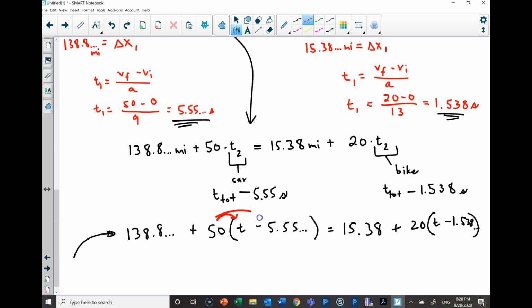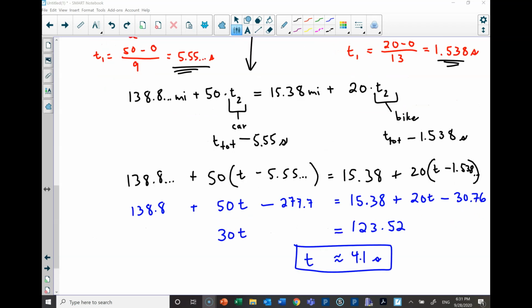You would distribute, and I'm jumping to the end, but when you work all of this out, you get about 4.1 seconds as the final answer. Okay, wow, what a problem.